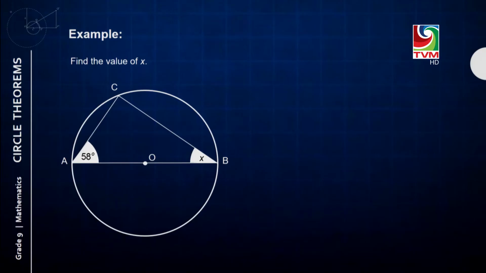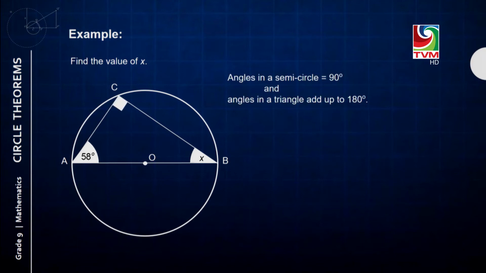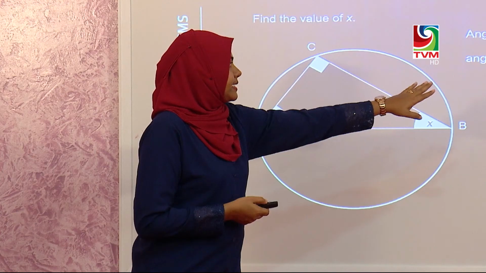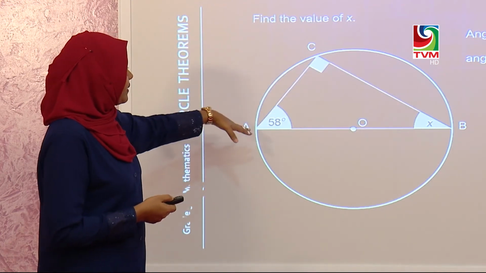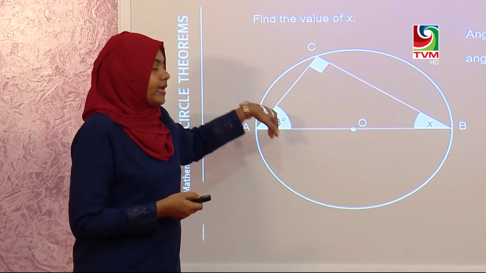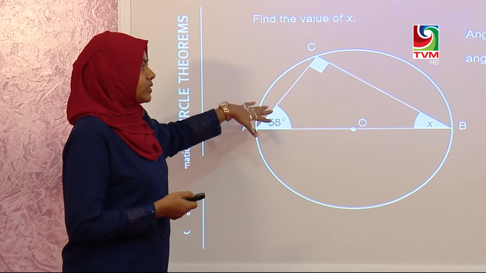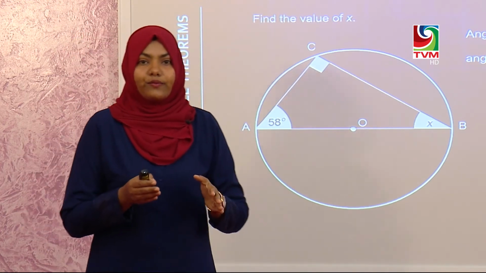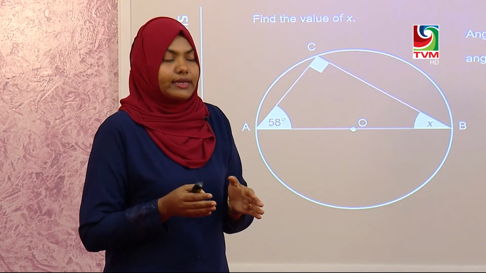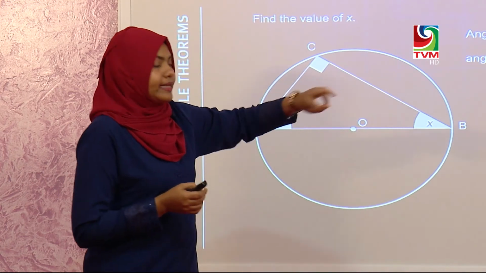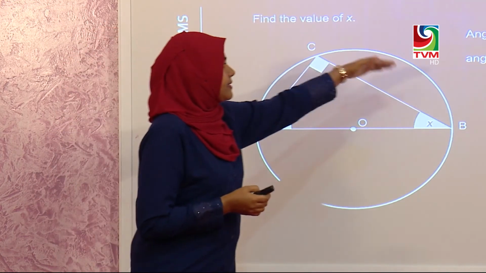The angle ACB is 90 degrees because it is the angle in a semicircle. So, therefore, this will be 90 degrees. Angle in a semicircle is 90 degrees, and with that we have to apply the triangle properties in this question, because the sum of the angles of a triangle is always 180. So, you have to apply two properties here.